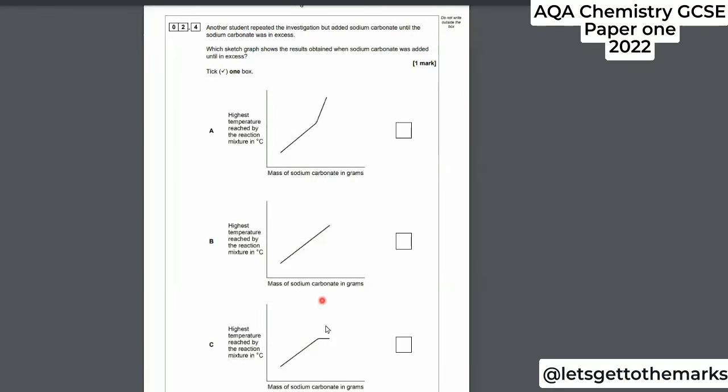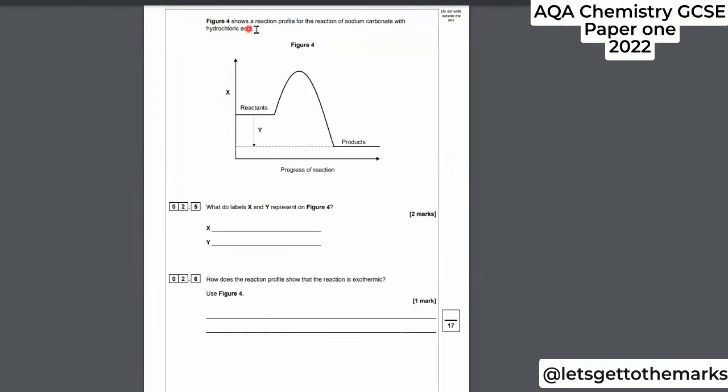So which one of these is going to be the correct answer? Once you've added all the sodium carbonate and there's no acid left, and you keep adding sodium carbonate, the reaction's done, because one of the reactants has run out. So the only graph that shows the reaction's done is this one. You can see here, keep adding sodium carbonate, the temperature doesn't change. It means the reaction is done. You've used up all the acid. You can keep adding sodium carbonate, the temperature will not change. So the answer here is C.